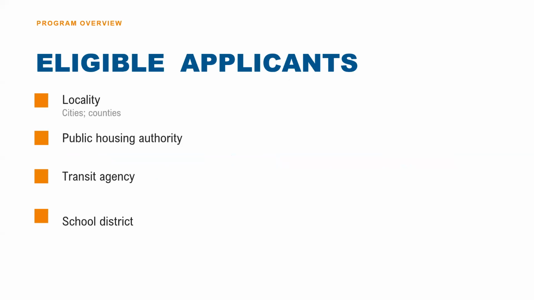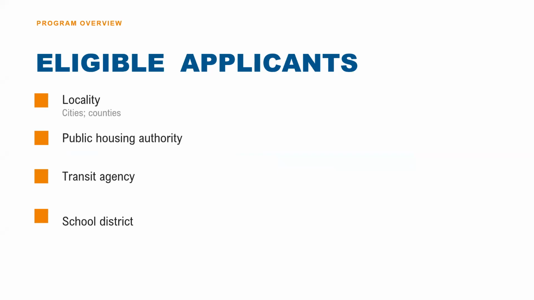Before I launch into the roles of public partners, let me first identify who some eligible public partner applicants are. Most of the time, an ASIC application will have the locality sign on as a joint applicant. For example, cities or counties can be joint applicants with the developers. In Los Angeles, for instance, the county signs on to projects in unincorporated areas, while the city of LA signs onto applications within the city limits.